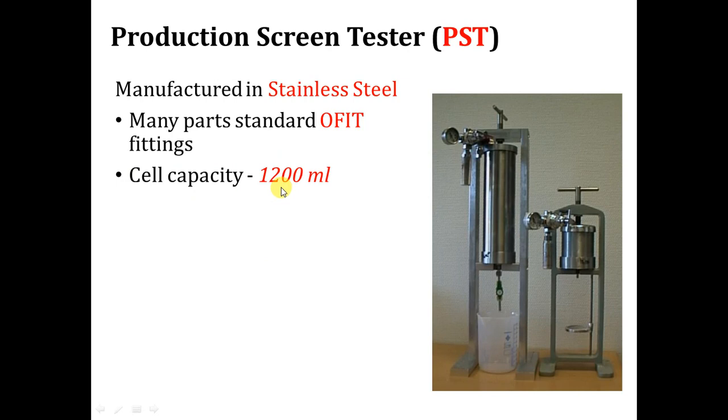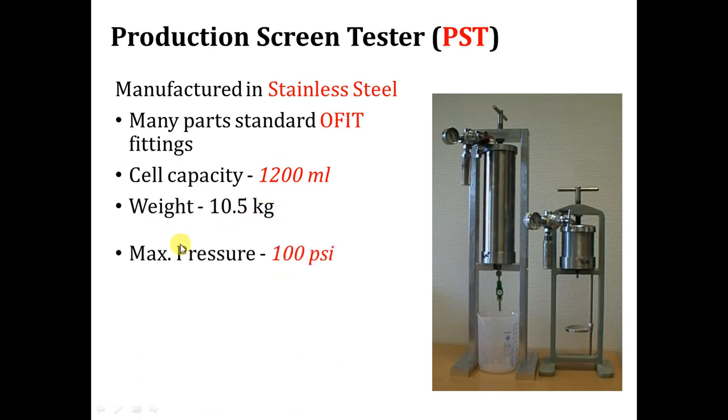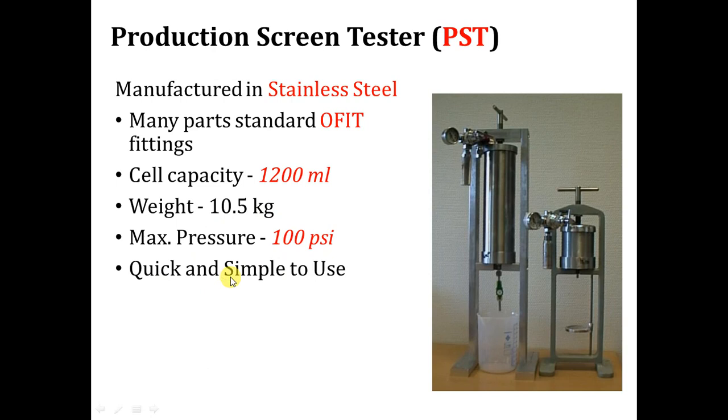Cell capacity is 1200 millimeters. Its weight is 10.5 kilograms, and maximum pressure is 100 psi, and it is quick and simple to be used.